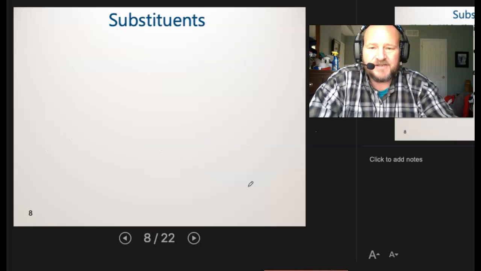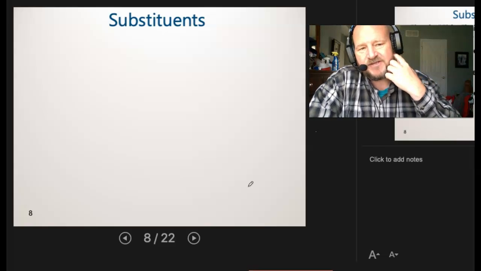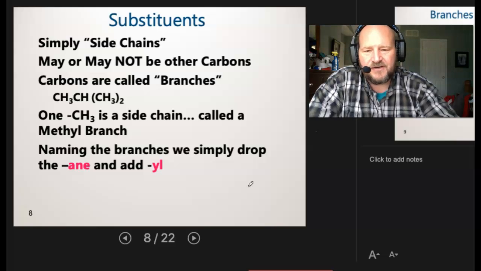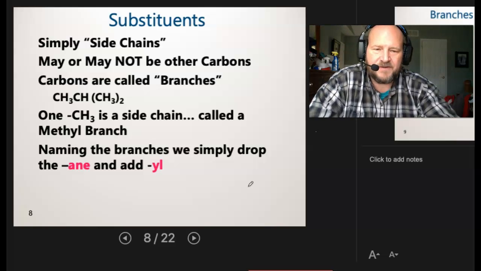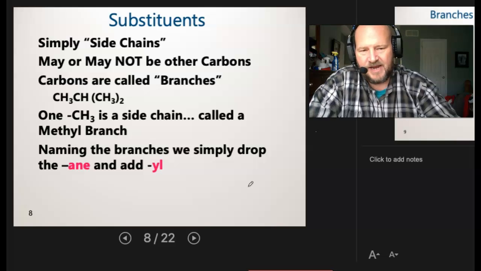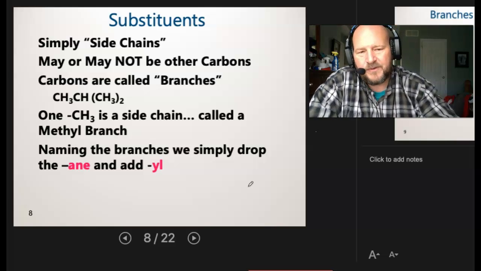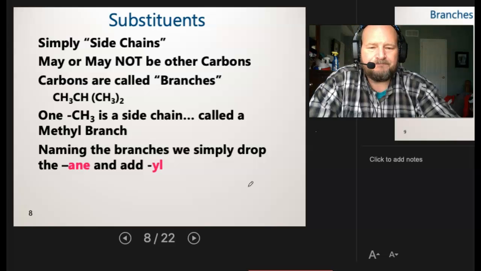All right, so substituents. We've kind of already started working on substituents. We've looked at side chains. And when the side chains are going to be carbons, the carbons are called branches. Okay, so we kind of went over this already. You hopefully got the hang of this. Whenever we have a branch, we end the name in "il." So we have methyl or ethyl or propyl, so forth and so on.